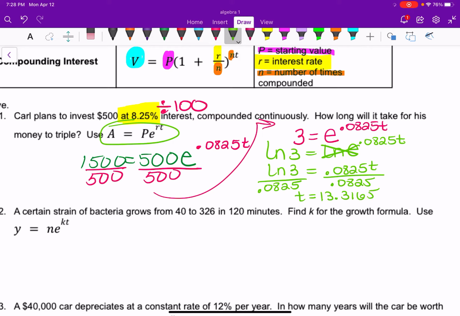If I'm asking for time, I could say 13 years. Okay? I do need to see work on these. You cannot just give me the answer. I understand that a lot of this can be done in the calculator, but I want to see the steps. I'm more concerned about the steps than the answers. I gave you the answers because I want to see that you know how to get to the answer.